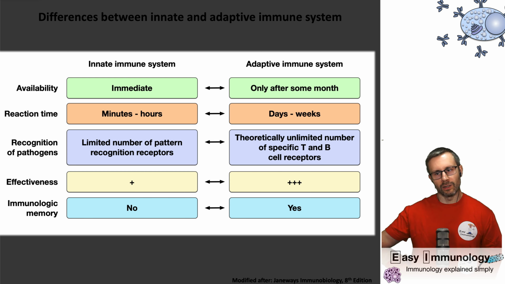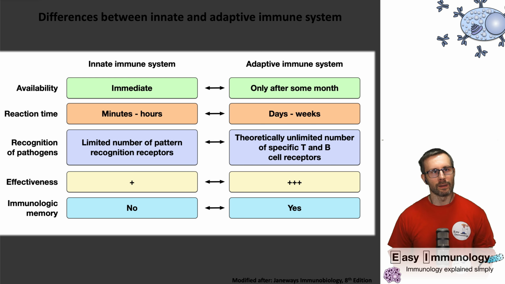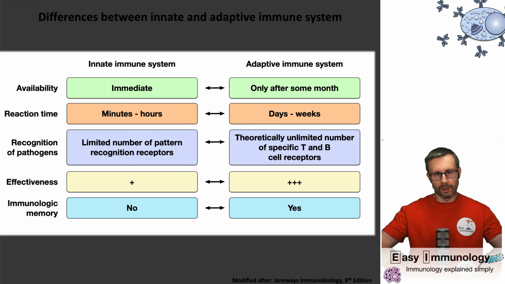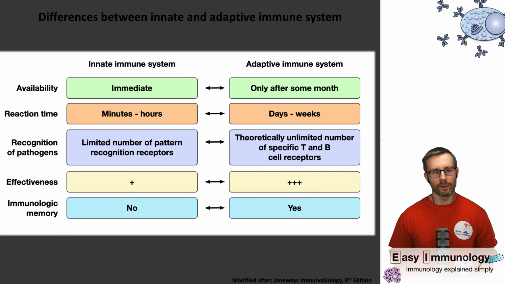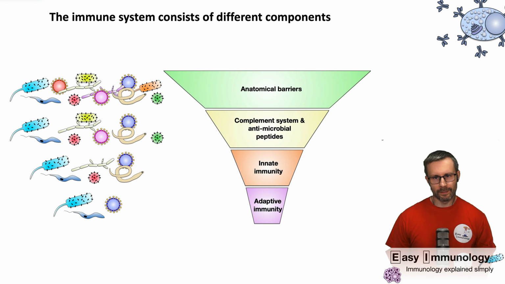Also, once you initiate T and B cell responses, it takes some days and weeks, because first you have the antigen-presenting cell that gets activated. It needs to find a specific T cell that needs to be activated, proliferate, differentiate, find a B cell that needs to be activated and produce antibodies, and so on. So it takes some days and weeks, but they rely on these randomly generated T and B cell receptors and can, in theory, recognize an unlimited amount of different structures. So it's much more effective and much more tailored and much more specific. And they develop immunological memory.